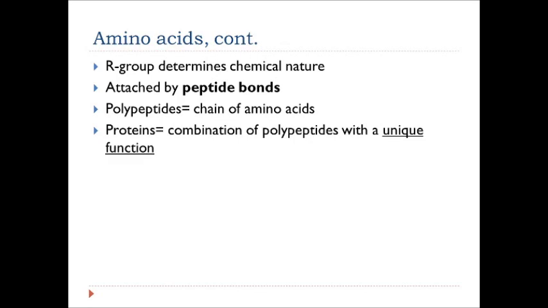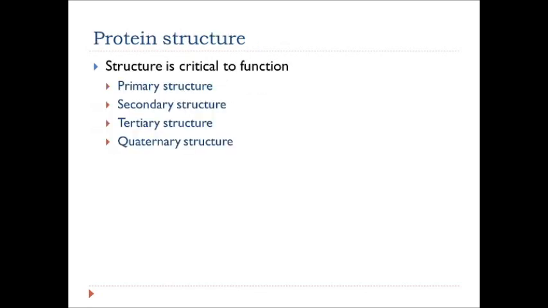The R group on the amino acid will determine its chemical nature and properties. Their specific type of bond is called the peptide bond. When many amino acids join together via peptide bonds, they form polypeptides, and many polypeptides together form proteins. Once a protein, they have a unique name and a unique function. The structure of the protein is critical to the function.